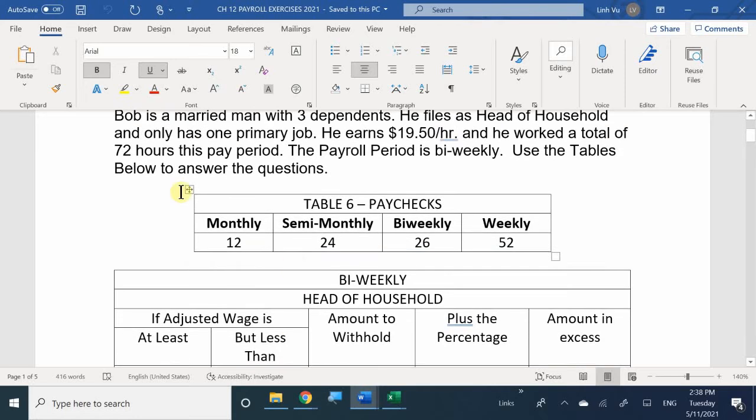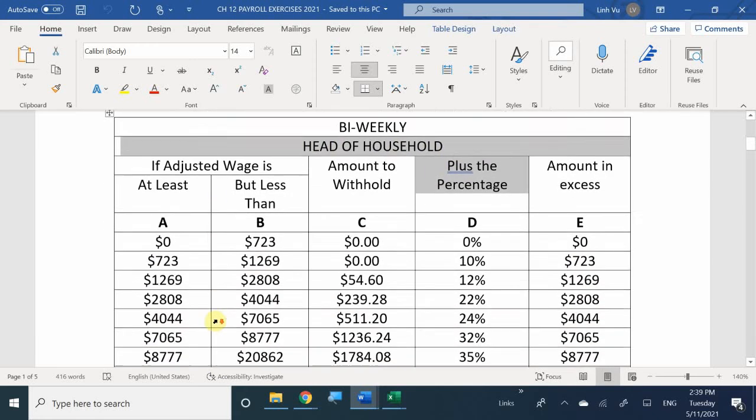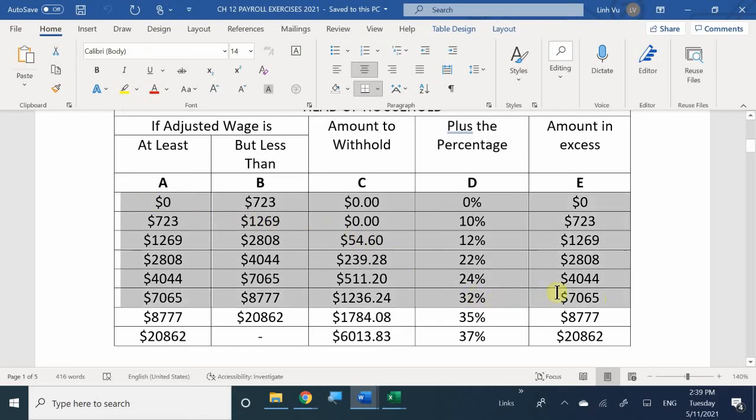Here I provided you the table number 5. Well, it's supposed to say 6 right there, which tells you what kind of pay period he's on. He's on a bi-weekly pay period, so therefore he gets 26 paychecks. Once again, the bi-weekly table, and this is the head of household. So this is the table for you. And these are the percentages that he may be subject to be taxed at.